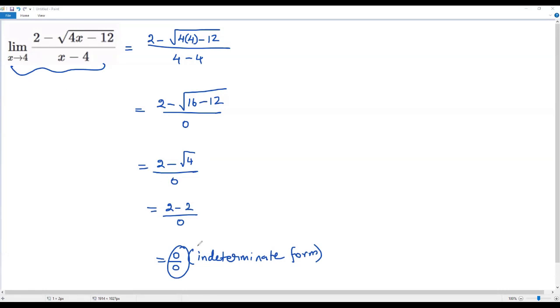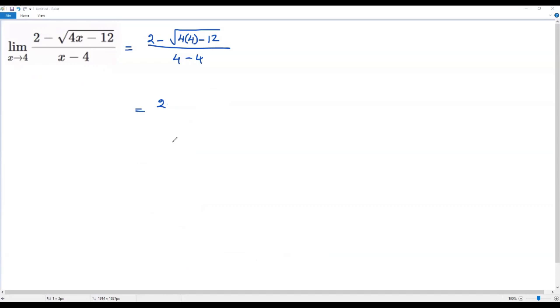Whenever we get an indeterminate form, most students will think that we have to use L'Hopital's rule. Actually, even without using L'Hopital's rule, you will be able to evaluate the given limit when we get 0 over 0, that is, the indeterminate form. So how do we do that? For that, we have to do some simplification in the function that we have in the limit.